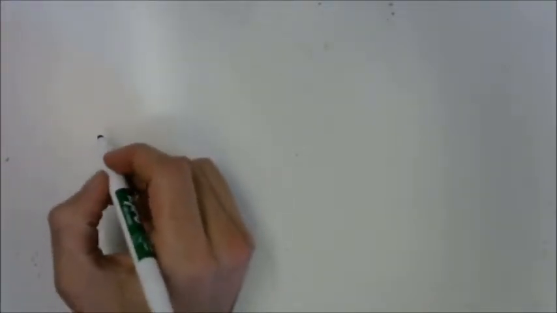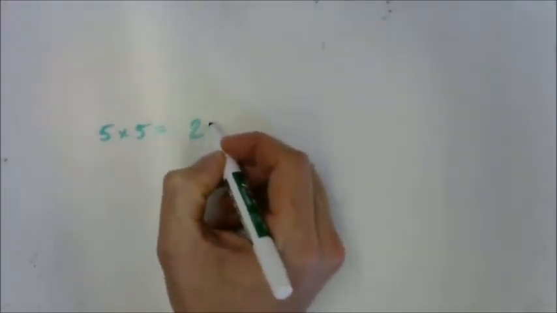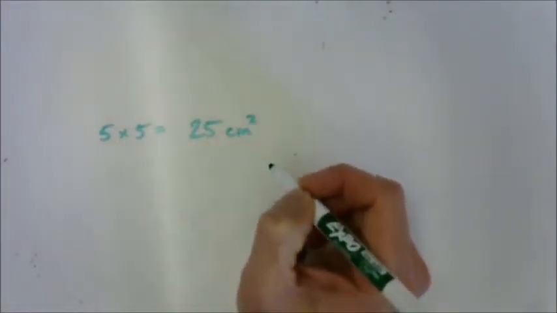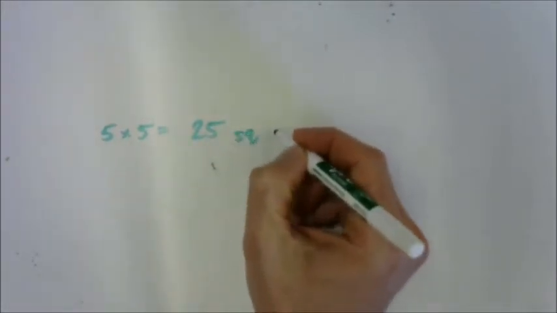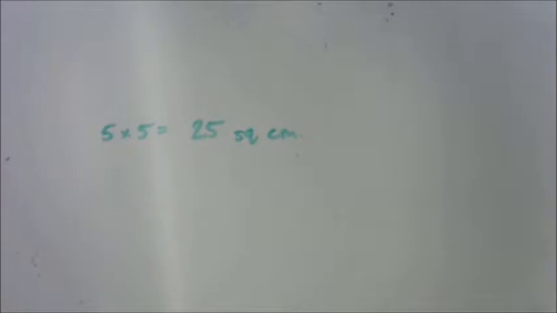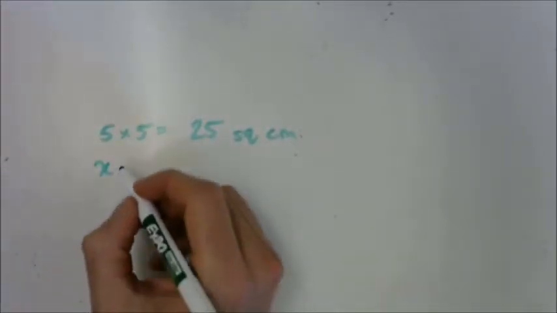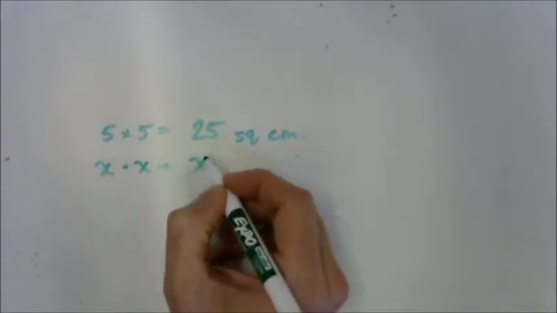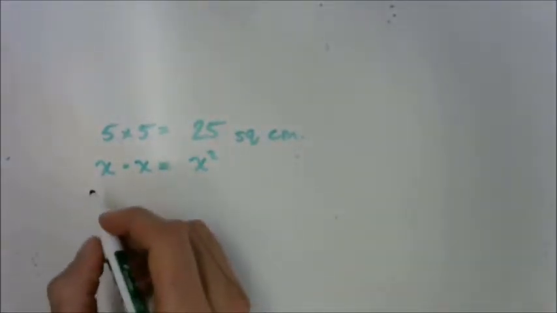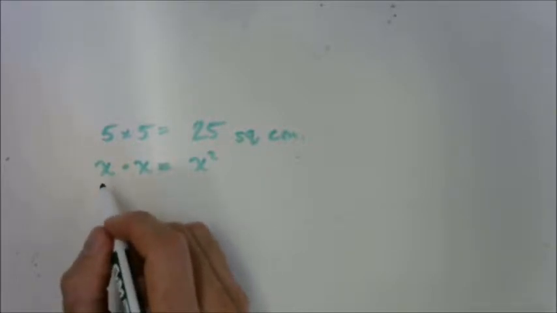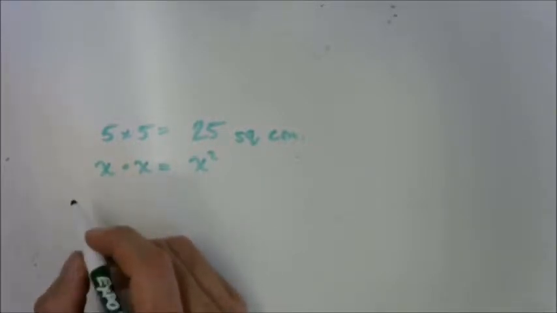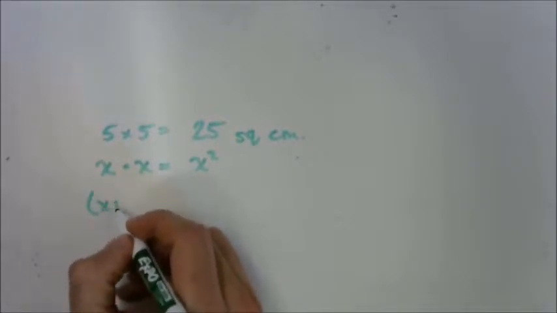If a square has a side length of 5 centimeters, then what is the area of the tile? 25. Because we go 5 times 5 equals 25. So we've got 25 centimeters squared, or 25 square centimeters. Now, what if that square tile has a side length of x? Now we have x times x, which equals x squared. But what if the side length isn't x, some unknown value, it's x plus 3.